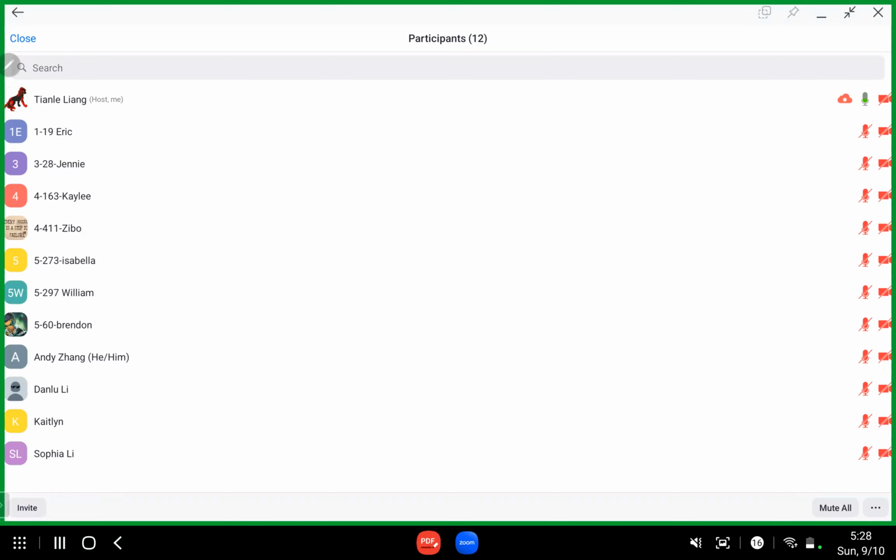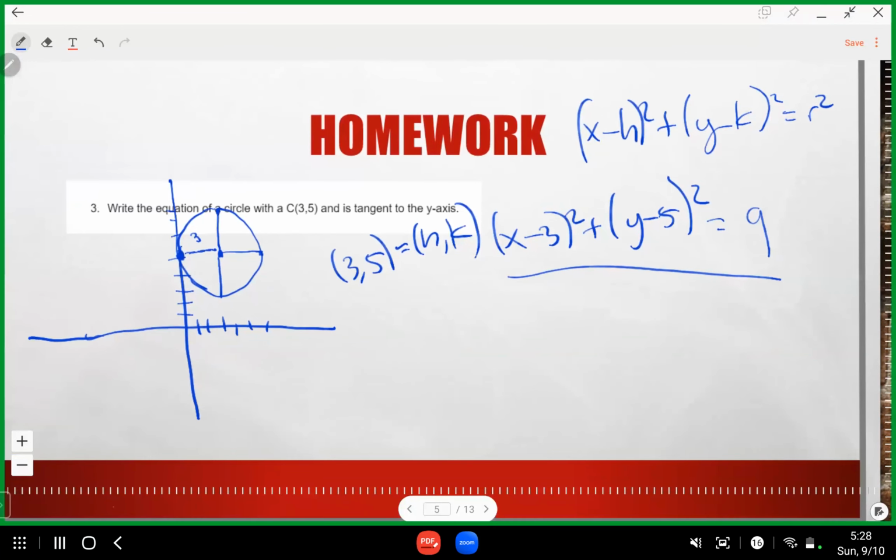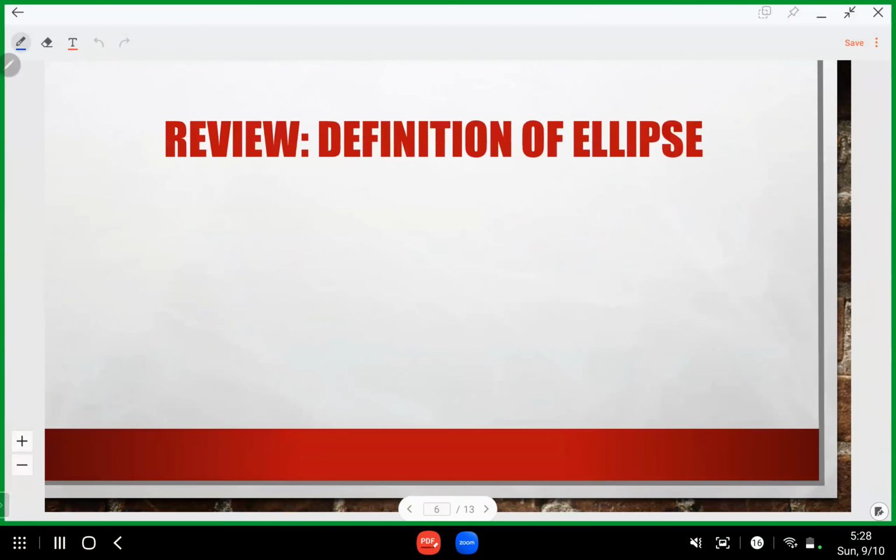So now let's continue to what we're going to actually do today. We just went over the homework, so let's review a little bit about ellipses for anybody that did not come last week. So the definition of an ellipse, we're going to review. And we want to review this because we also want to compare this to a hyperbola. A hyperbola, which we're later going to learn today, is going to look like this.